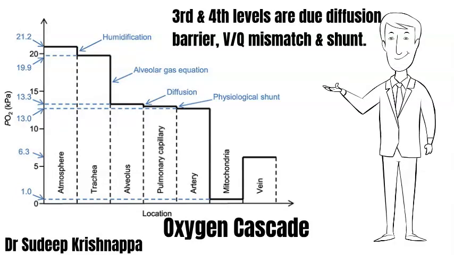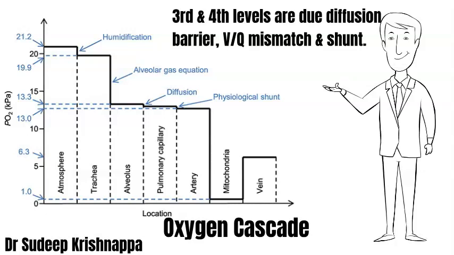The first one happens due to humidification at the upper airway or the conducting airways. The second one happens at the level of alveolus due to addition of carbon dioxide. The third and fourth ones are mainly due to ventilation perfusion mismatch and shunt. However, for the purpose of this discussion, we will confine ourselves only to the first two stages of the oxygen cascade.